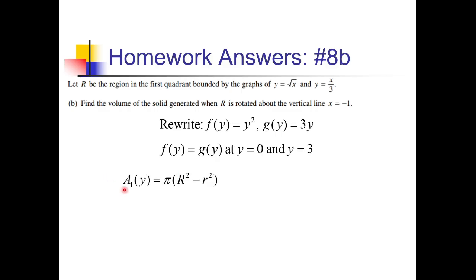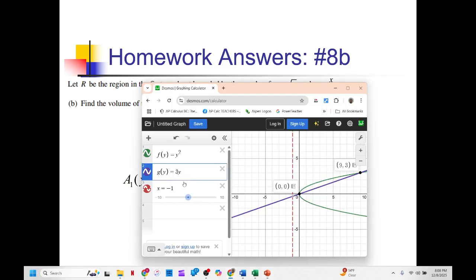And I'm calling this A sub 1 because I looked ahead, and in part C there's another area formula I'm going to have to write that I don't want to mix up with this one. Okay, so what's my big R going to be? Well, big R, looking at my graph, that's the distance between the further away function and my axis of revolution. So that's the g of y, the 3y. So that's going to be just this distance from left to right.